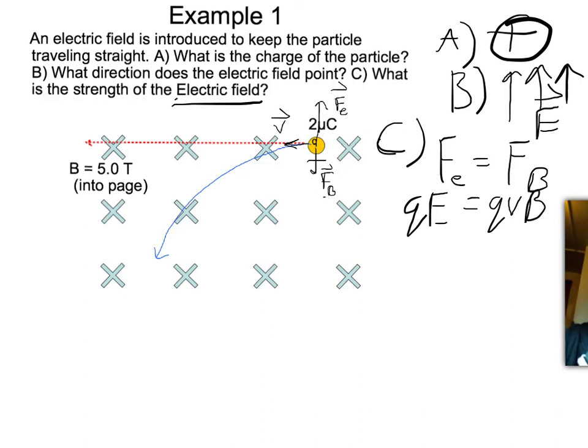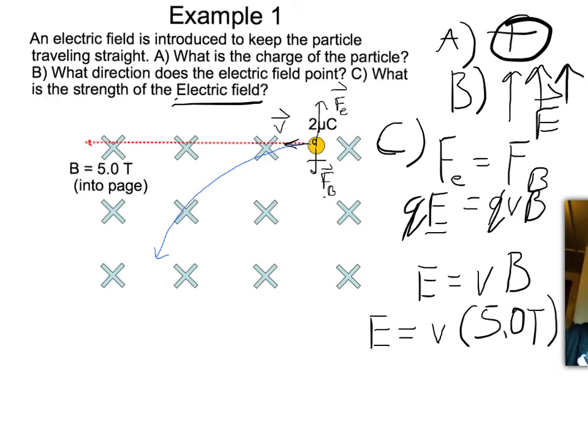Alright, if I'm solving for strength of the electric field E, I notice that the Q's on both sides, if I divide by Q, will cancel. And I'll get E equals VB. And the problem gives me B, 5 teslas, but it doesn't give me V, so I would have to leave my answer as E is V times 5.0 teslas. And I don't see any way to figure out a velocity given either, or any clear path I can see to get to velocity. That is E equals V times 5.